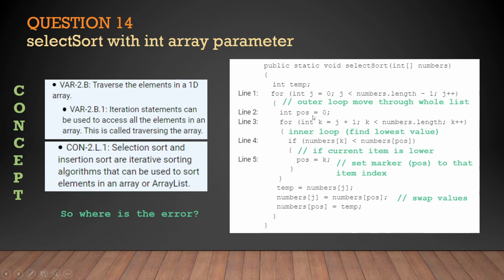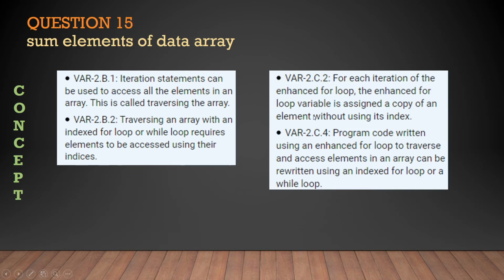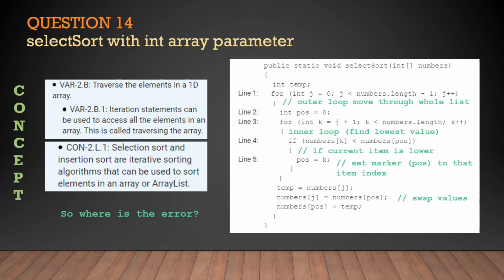For pos to start at 0 would mean that, if you think about selection sort, it works by moving along each time. As j moves, there's a sorted area to the left, which is already sorted. We don't need to worry about that anymore. So each time the inner loop runs again, it should be starting from where j is, not from 0, which is the start of the array. It should be starting from where j is because that's the start of the unsorted area. So the error here is that pos is in the wrong starting position.